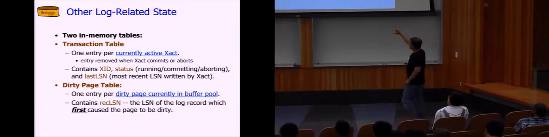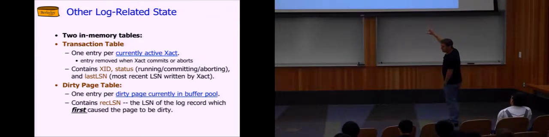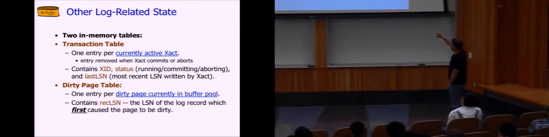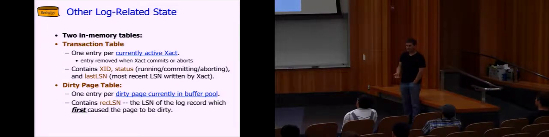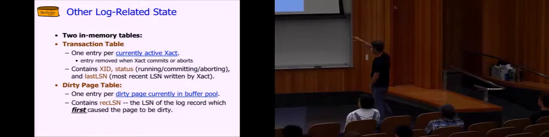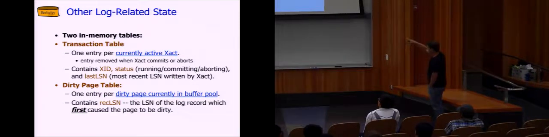In addition, we'll also have information about what's going on in the buffer pool. That's called the dirty page table. It's going to have 1 entry for every page in the buffer pool that's currently dirty, meaning it's in a different state than it was when we read it from the disk. Dirty here doesn't necessarily mean transactionally dirty. It means it's different in memory than it is on disk. That's what dirty means. It's been changed, and that change has yet to be reflected in the database. Okay? So 1 entry per dirty page currently in the buffer pool.